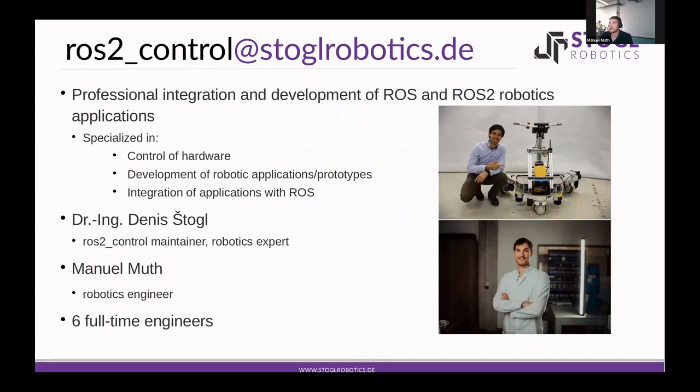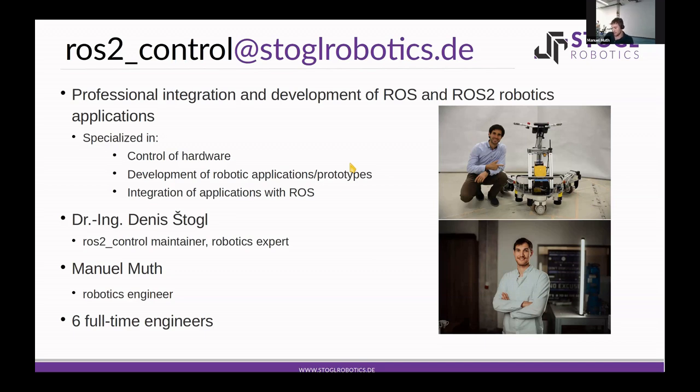Maybe first, who are we or where I'm from? I'm from Stogl Robotics. It's a small company based in Germany and Croatia. We are currently about 6 full-time engineers, and we are specialized in control of robotics hardware, also development of robotics applications and prototypes, mainly in the ROS2 world, and integration of clients' applications into the ROS2 world. Denis, we can see at the top, he's the founder of the company and also one of the ROS2 control maintainers, and I'm the guy on the bottom.